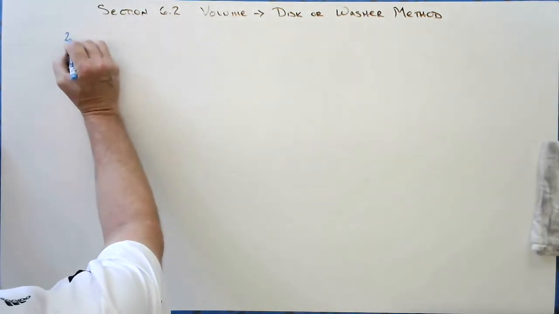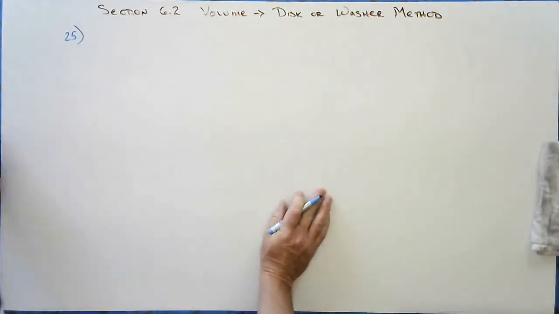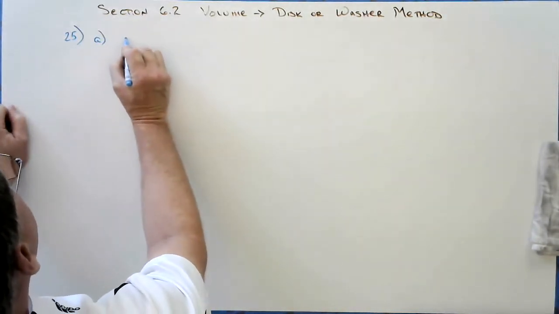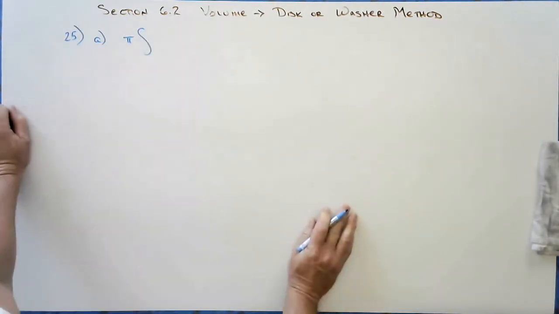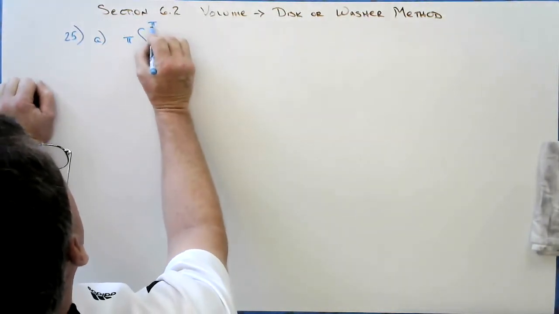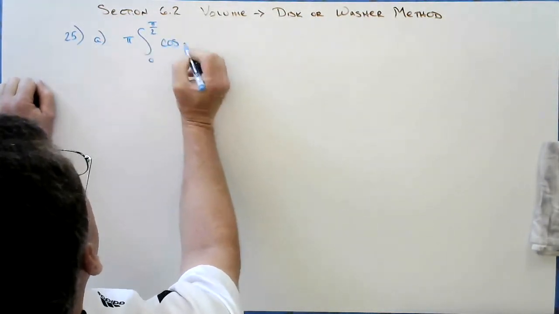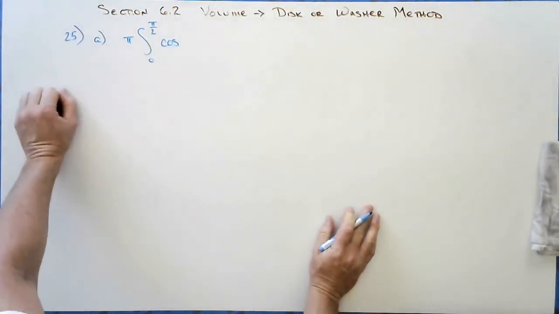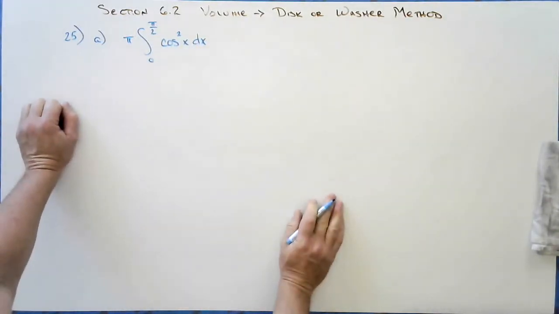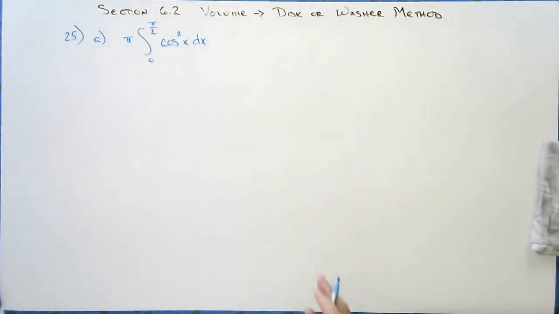I'll do part A. In question 25, they give us an integral. This is part A. They have pi times the integral from 0 to pi over 2 of cosine squared x dx. And it says in the instructions, this integral represents the volume of a solid. Describe the solid, right? Describe the solid.